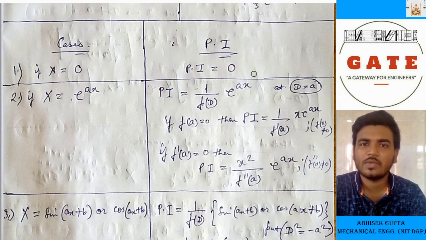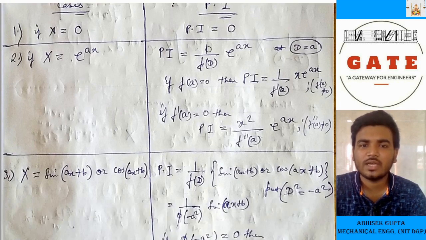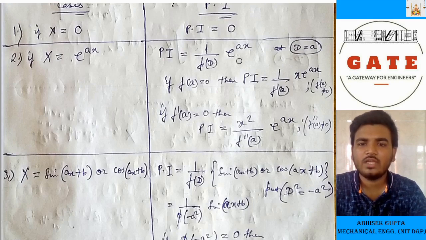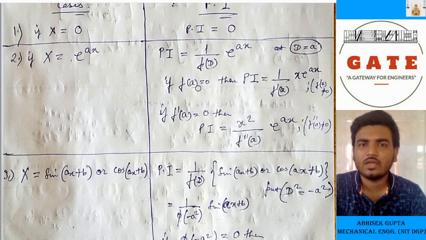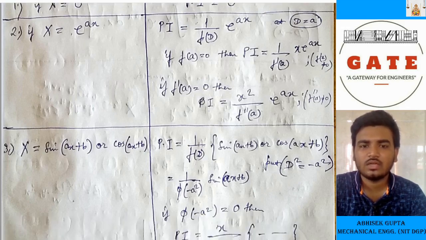If X equals 0, you know that PI equals 0. If X equals e^(ax), then PI equals 1 by f(D) e^(ax) at D equal to a. But if f(a) equals 0, then you have to write the PI as 1 by f'(D) at D equal to a, times x e^(ax). Again, if f' is equal to 0, then PI equals x² divided by f''(a) e^(ax), and this will continue if the denominator turns out to be 0.